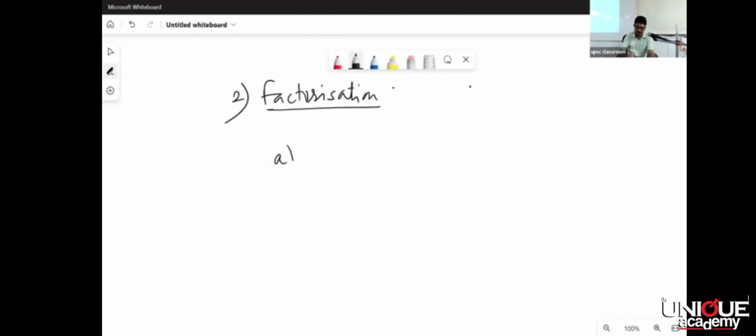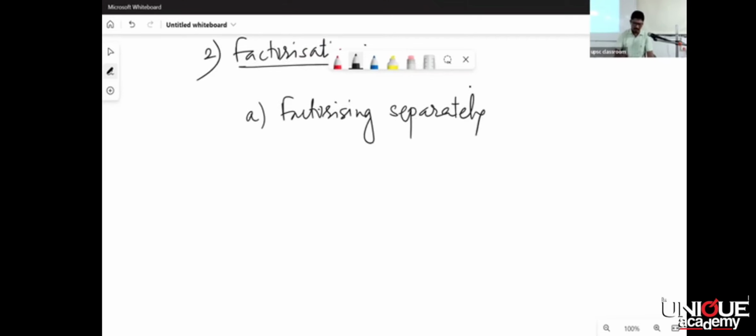Factorization. You will write afterwards. First of all, please look here. Factorizing separately means that whichever numbers are given to find their HCF and LCM, we take separate factors of these numbers. So we have factorizing separately.